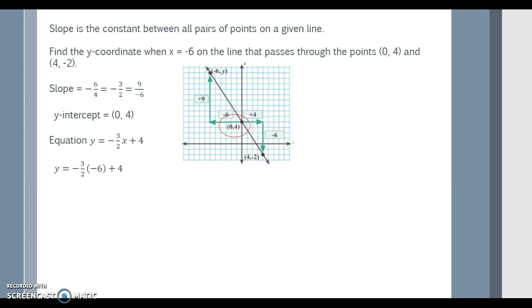I know that I want my x value to be -6, so I will plug that in for x. Y is equal then to -3/2 times -6 plus 4. Y equals 18/2 plus 4, which is the same as 9 plus 4, so 13. So when my x-coordinate is -6, my y-coordinate is positive 13. And we can see that at the top left of our graph.